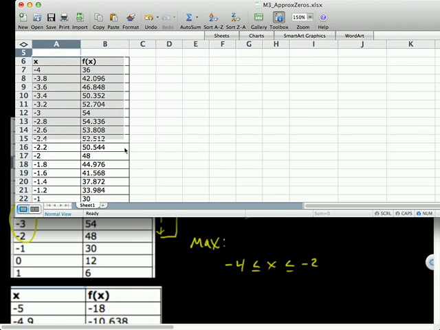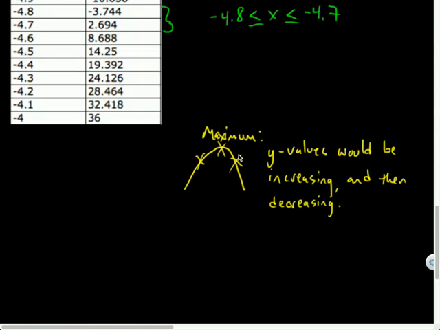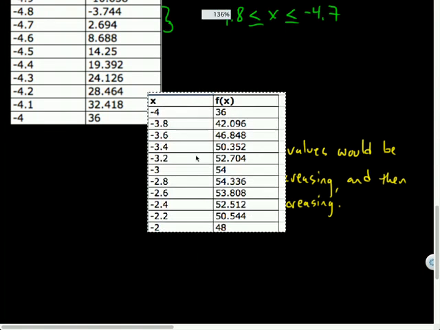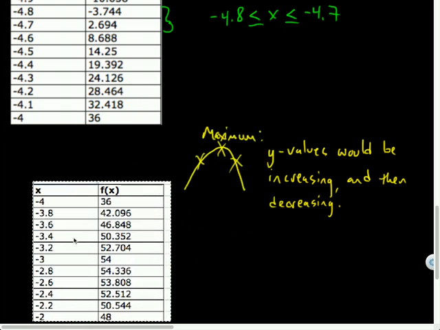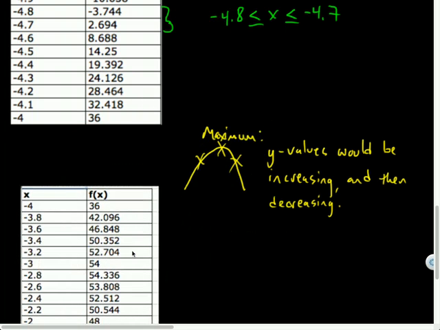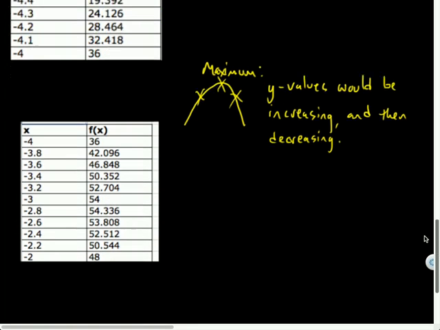But so here we go. I've got from negative 4 to negative 2, like that. Paste. And here. So based off of this, where do you think a maximum occurs?